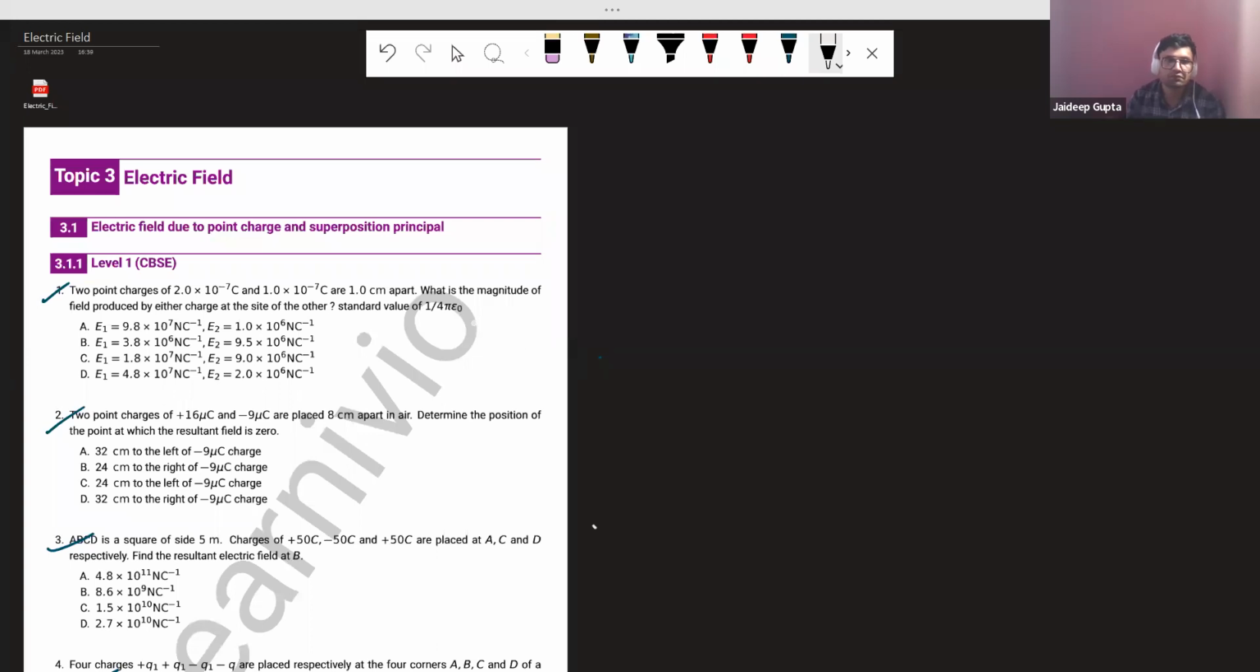So, in this question, there are two charges given. Let them be Q1 and Q2. We have to calculate the electric field at point P, let it be a point here, then a point here. How will you calculate it? We have to use superposition. Okay, yeah.